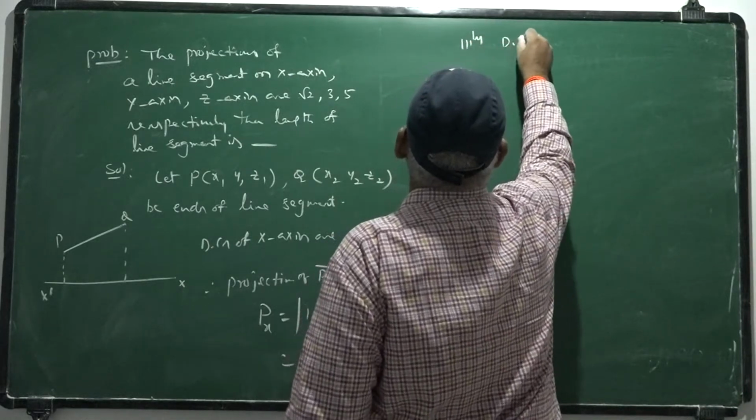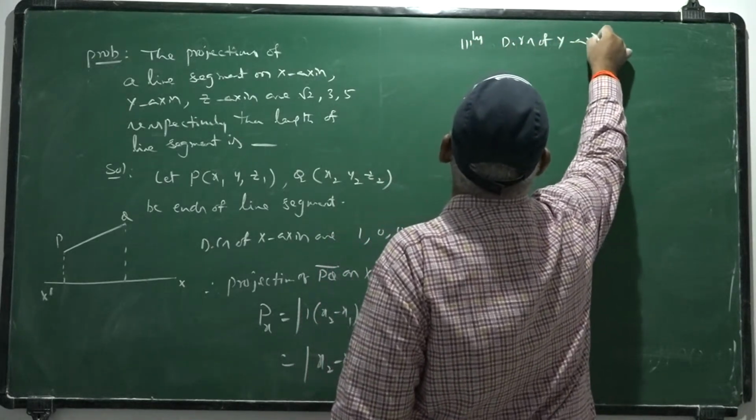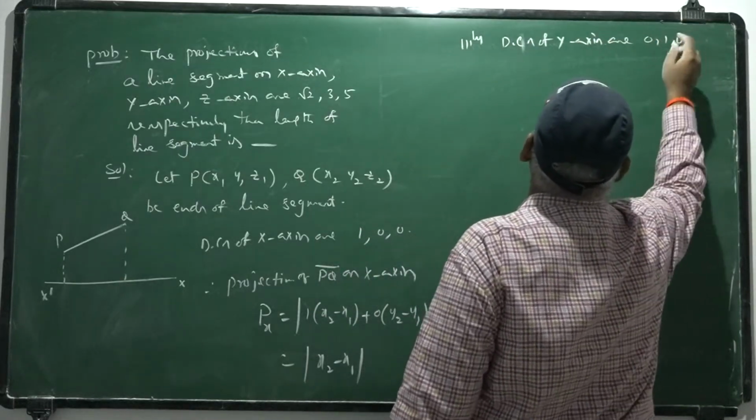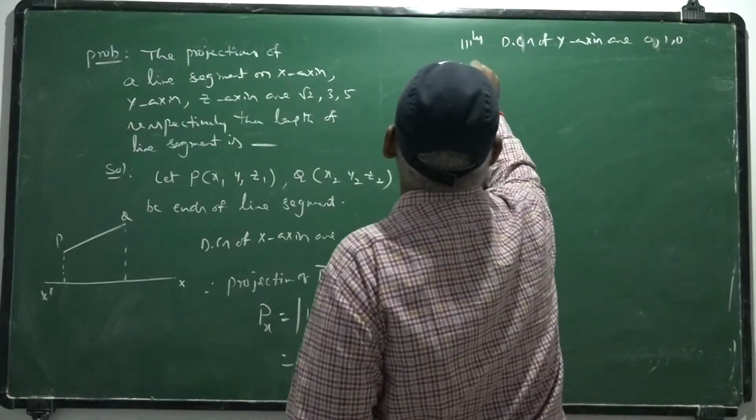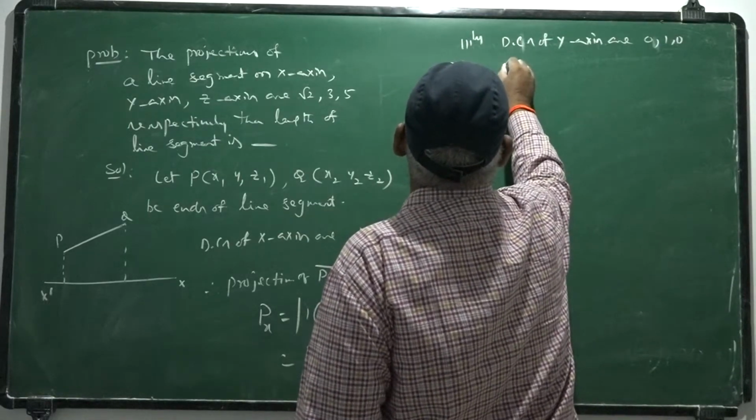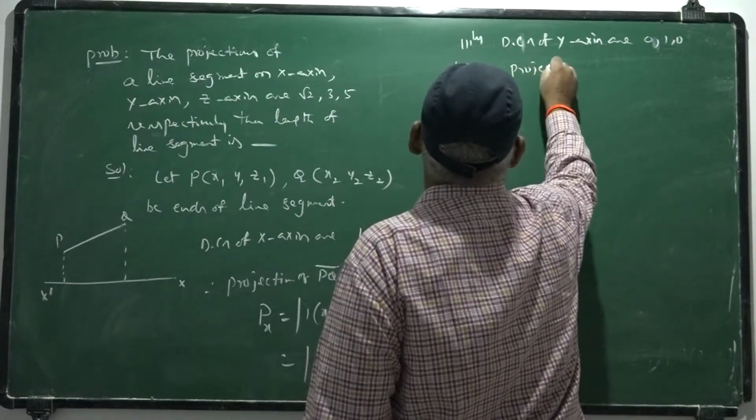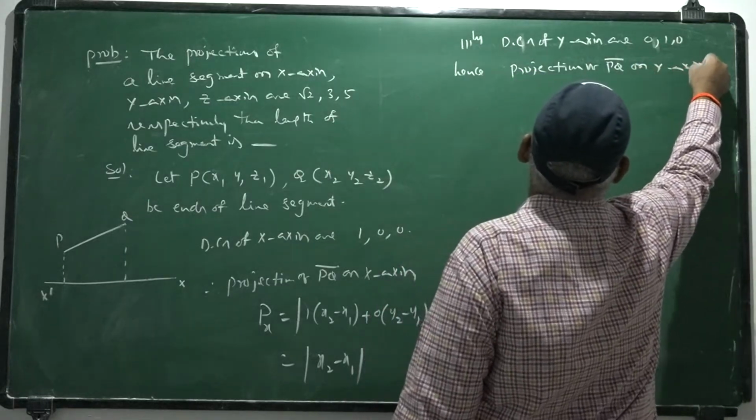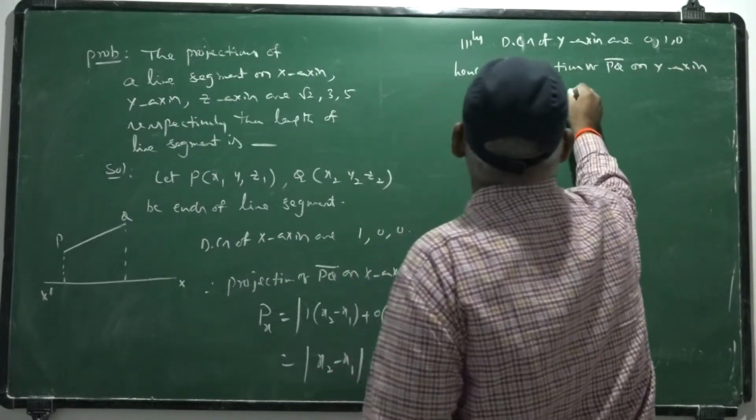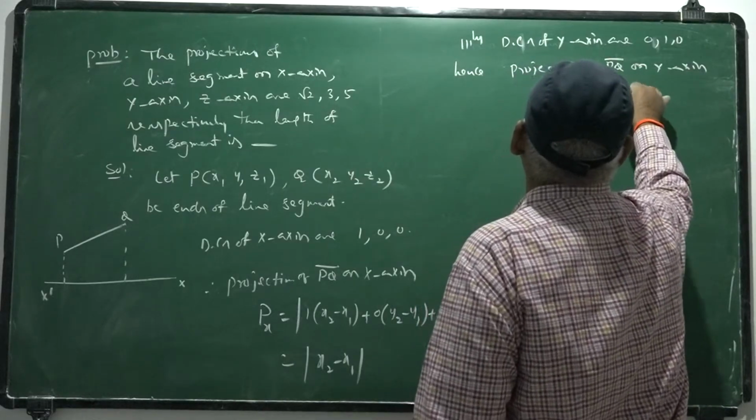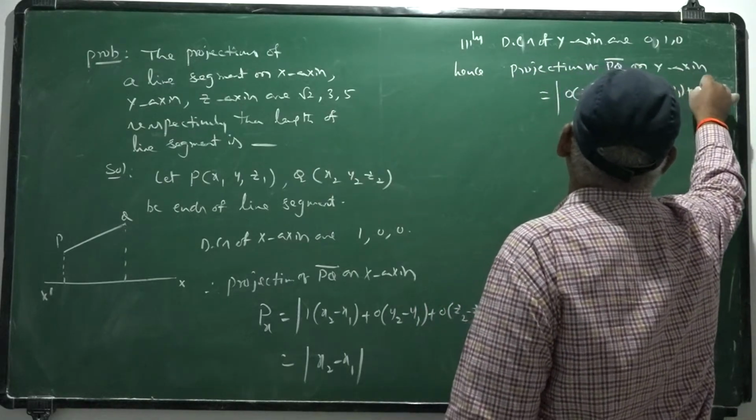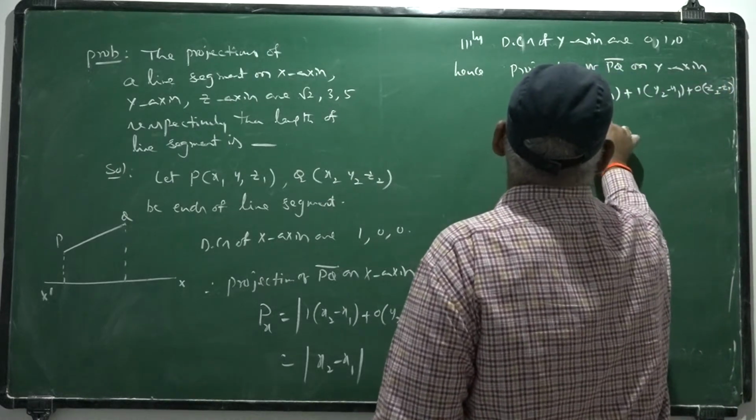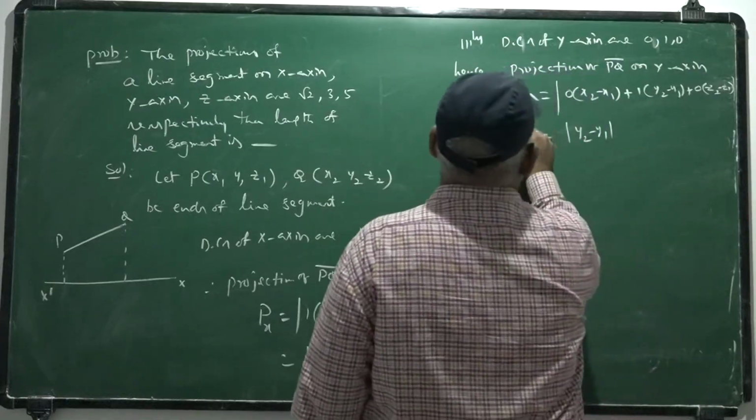Similarly, DRs or DCs of y-axis are 0, 1, 0. Hence, the length of the projection of PQ on y-axis is 0 into x2 minus x1, 1 into y2 minus y1 plus 0 into z2 minus z1, which gives us modulus of y2 minus y1 itself. Let it be Py.